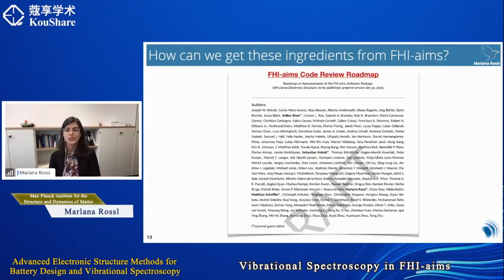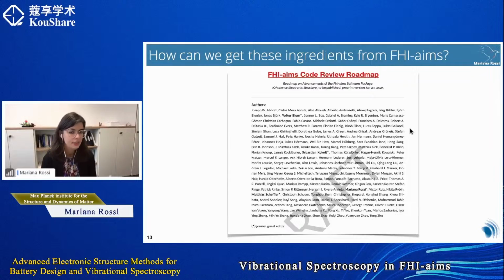So these are the ingredients, and the question is, how can you get these ingredients from FHI-aims? You might have seen also in past webinars, I think the one from Matthias Scheffler, that there is this new code review roadmap coming out. It's currently at the draft stage, but we're planning to send it out in the next 2 weeks or so, even to arXiv. So if you need it sooner, you can email us, we can send you drafts, but otherwise it should be soon, at least on arXiv.